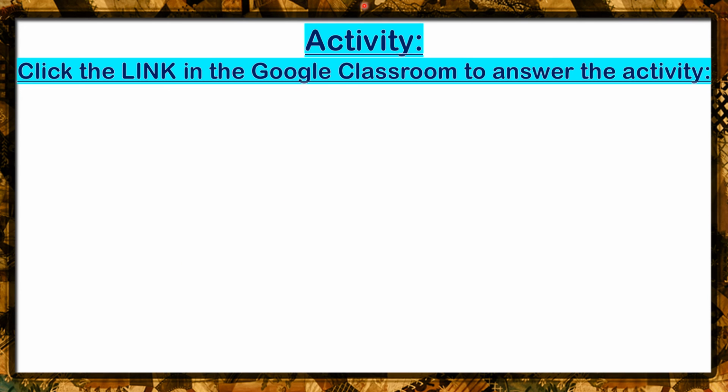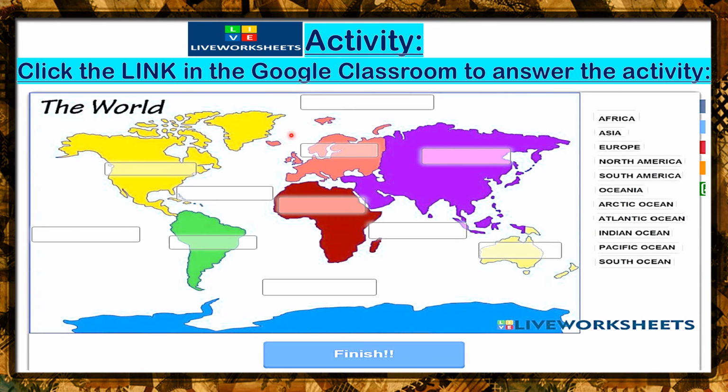Now, class, for your activity, just click the link in the Google Classroom to answer the activity. Your activity is a live worksheet, so it means it is online. So this is how your activity looks like. You are just going to fill in the correct word to complete the map. Here you have to drag the names of the continents and the names of the oceans to the correct places. Click finish, click check my answers, screenshot your scores, and upload it in Social Studies Term 3 activities in your Line group.